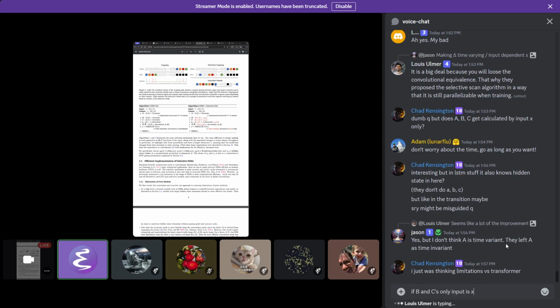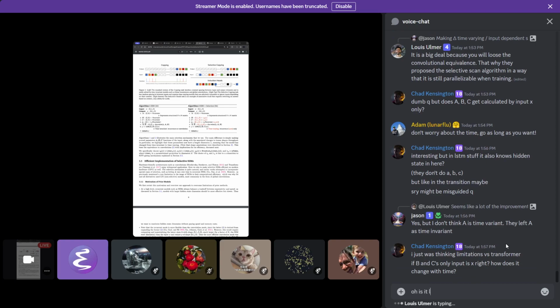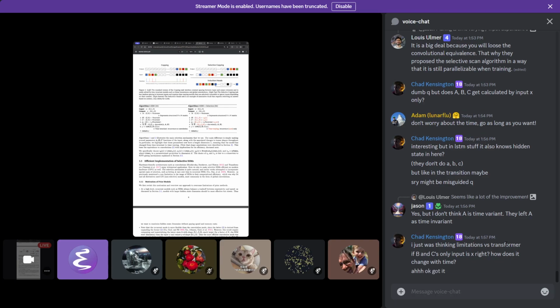Pause here for just a second. Questions. B and C are only a function of X, right? How does it change with time? Because X has the component of time. So one of the dimensions of X is this uppercase L. So you think of X as not just one input, but the entire sequence of inputs.